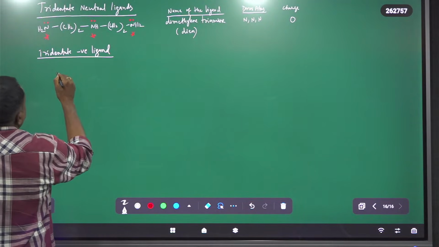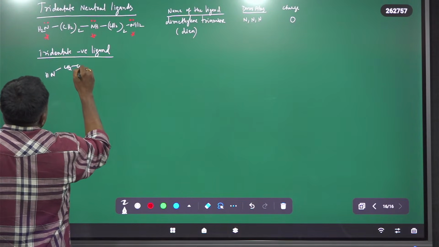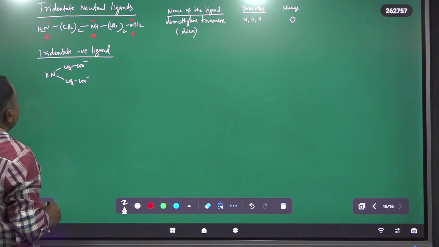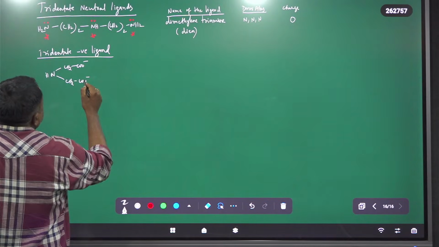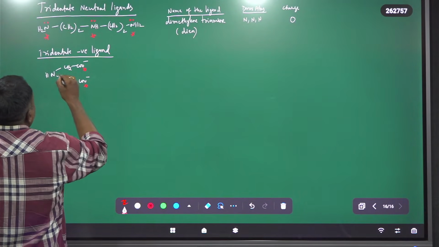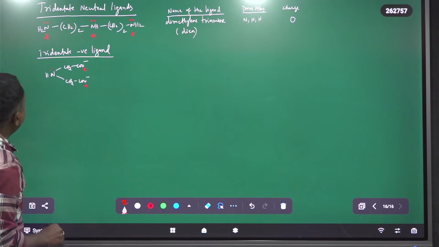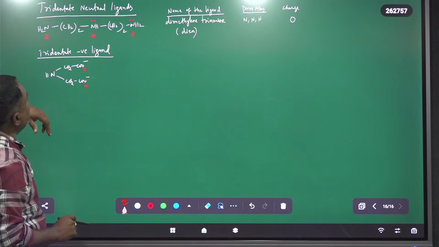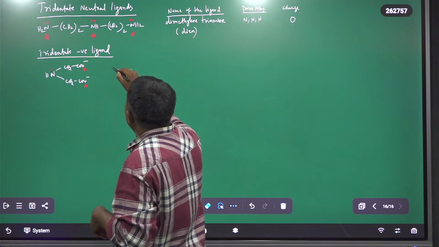For example, this is NH CH2 COO minus, CH2COO minus. What is the name of this one? This is tridentate. This O minus is one donor atom, this is another donor atom, and this is one donor atom. So this is NH, and the name is imidodiacetato. Imidodiacetato.